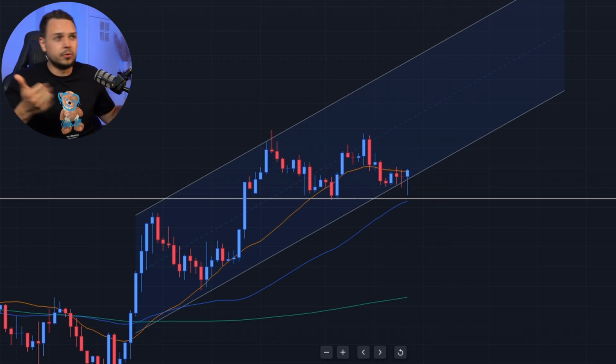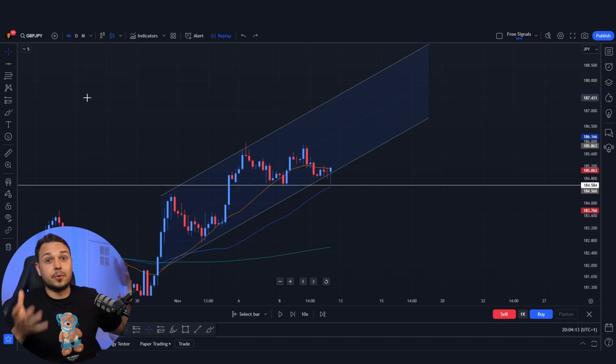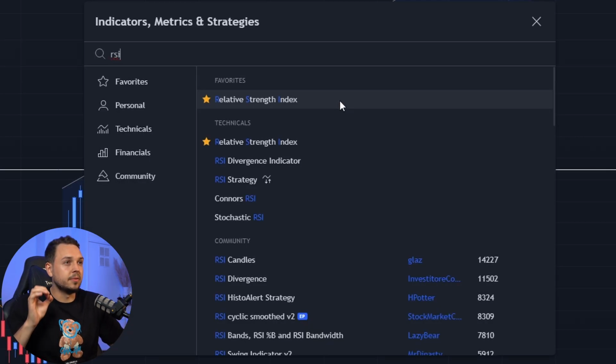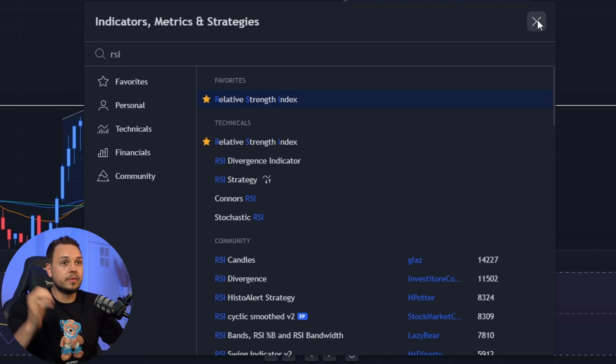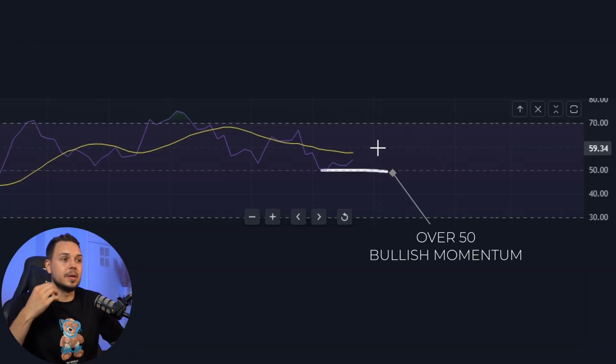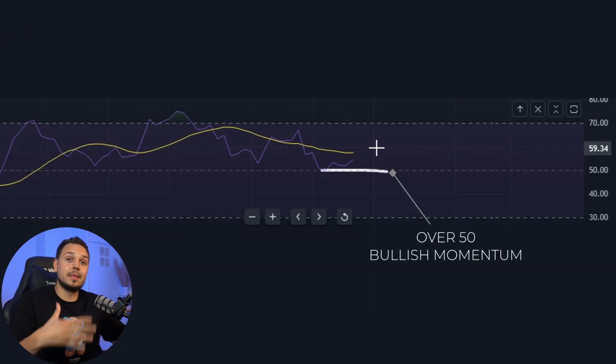We looked at 4 to 5 things already, but let's not forget another trading indicator. I like using the RSI. So if we just type relative strength index and add it to our chart, we can see that the RSI indicator is above the 50 line, which means the current momentum in the trend is bullish rather than bearish, which is yet another trade confirmation.